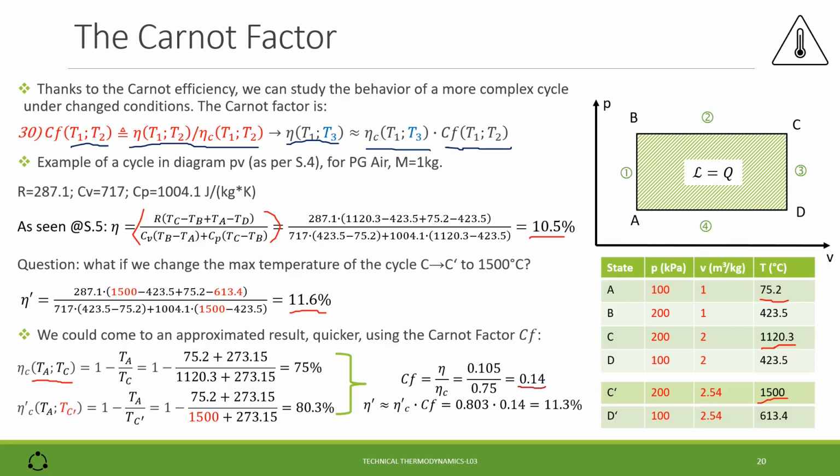And we come to an efficiency of 11.3%, which is not far from the one we calculated exactly. The approximated result works better the higher the efficiency is. For very low efficiencies it is not very precise, but it gives an idea.